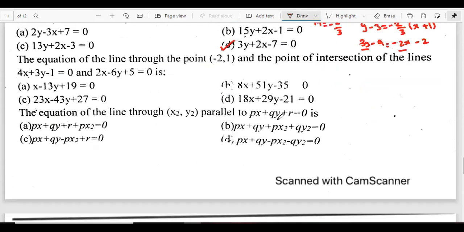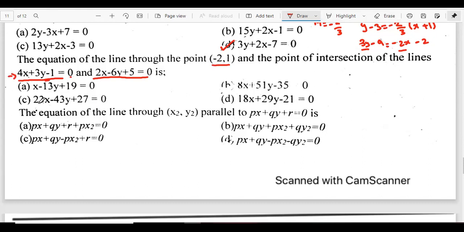Okay, let's talk about some more. It says the equation of the line through the point (-2, 1) and the point of intersection of the lines this and this. We have to find the equation of a line that is passing through this point and the point of intersection of those lines. And yeah, that is easy.